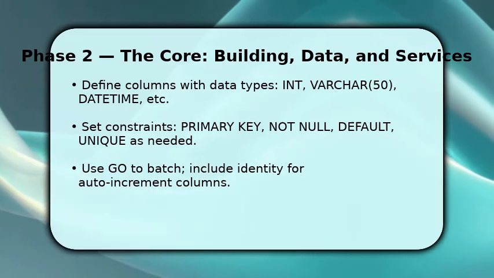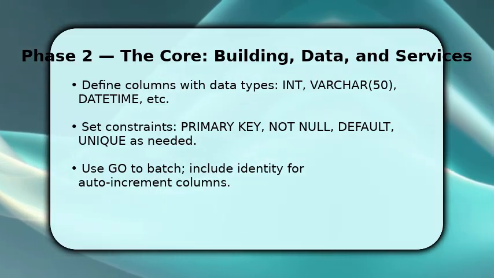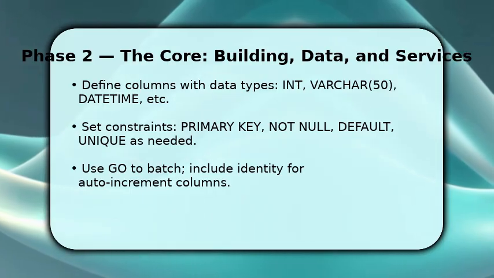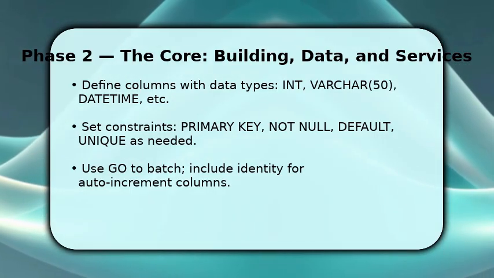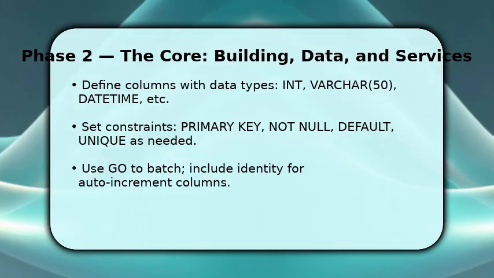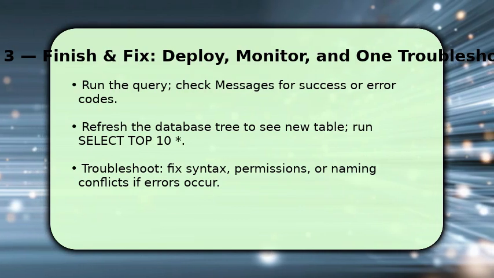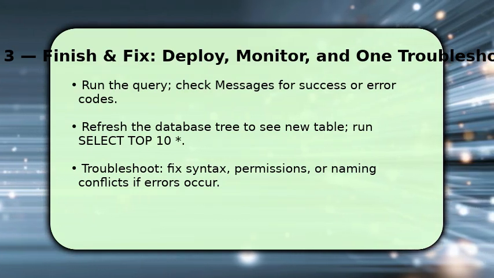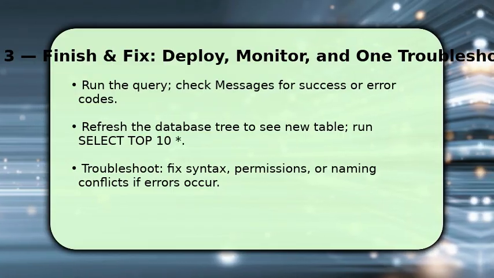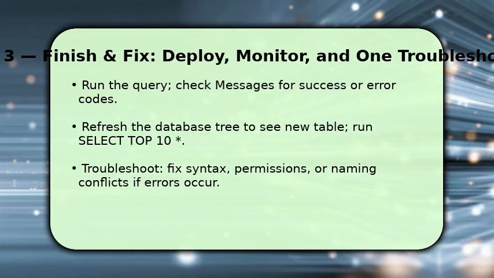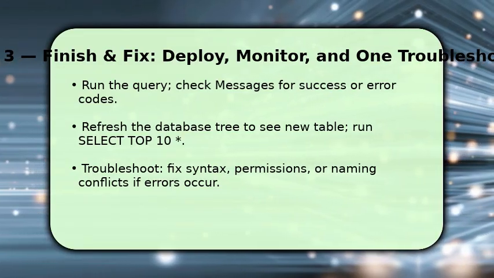Once done, verify commas and parentheses, then execute the batch. If you have multiple statements, separate them with GO to control execution scope. Execute the CREATE TABLE script and watch the messages pane for success or specific error details. Once it completes, refresh the Object Explorer to see the new table, and run a quick SELECT TOP 10 * from your table to confirm schema and nullability.